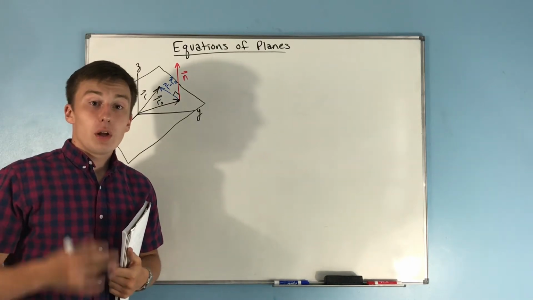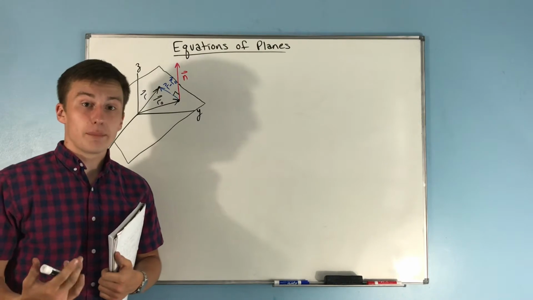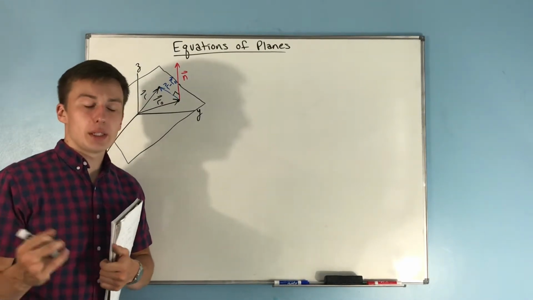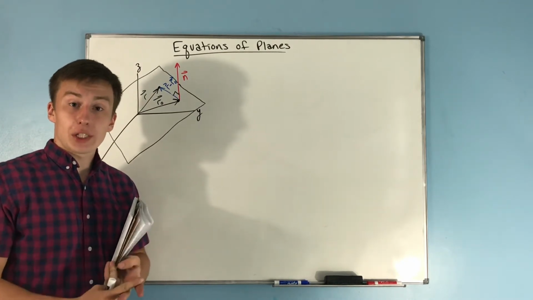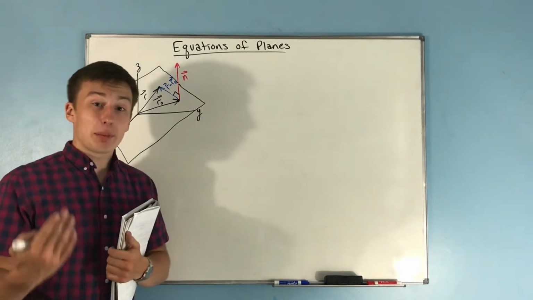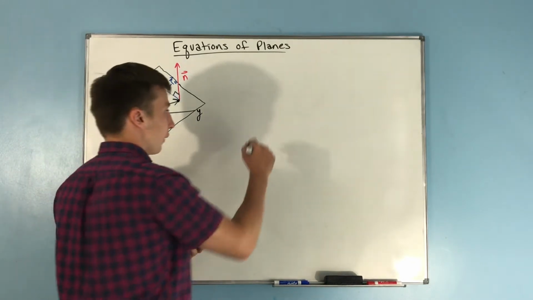Alright, so in this video, we're going to be talking about the three equations that we can use to describe a plane. Now, for the equation of a line in three dimensions, what we needed was a point on the line and the direction of the line. If we try that same logic with a plane, what ends up happening is, well, here, I'll show you.